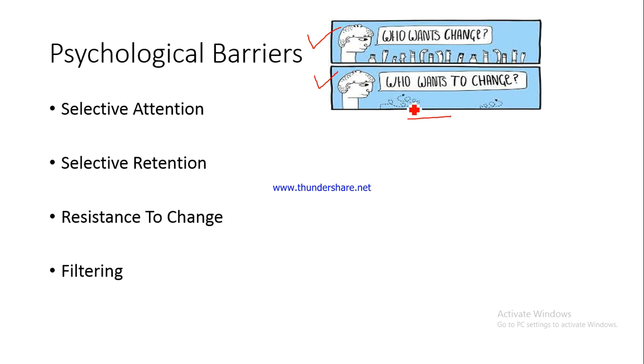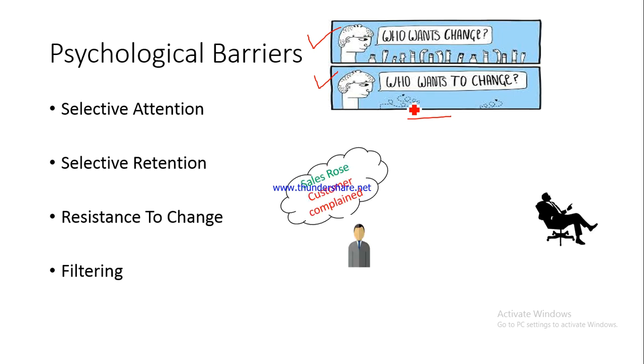Now filtering, let's have a look at what we mean by filtering. I hope you know what filtering is all about. Now let's have a look at this particular picture. There are two things that this particular guy wants to communicate to his boss. Now this is a boss and this is a subordinate, and he wants to communicate that there has been an increase in sales, which is good news of course, but there have been some customer complaints also, which is not very good news, and that is why it has been shown in red.